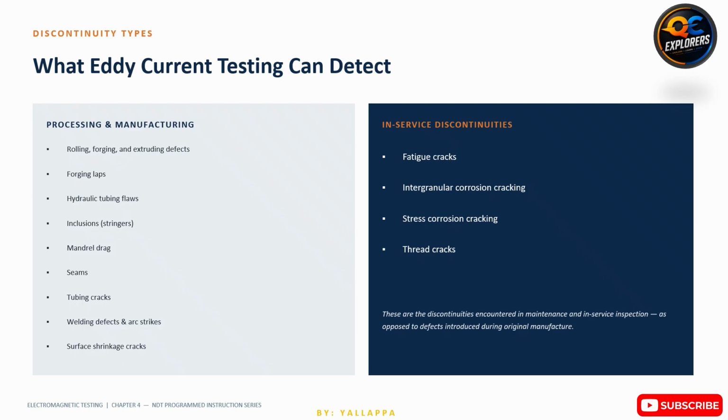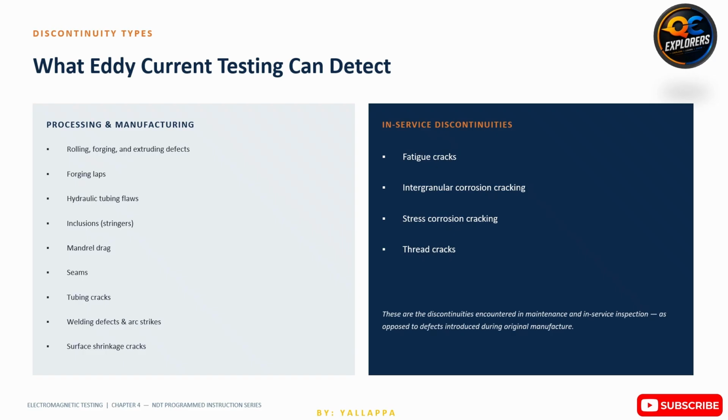Understanding whether a discontinuity originated during manufacturing or developed during service helps inspectors identify the root cause of failure and recommend appropriate corrective actions. One important point to remember is that eddy current testing is most effective for detecting surface and near-surface discontinuities. Deep internal defects generally require ultrasonic or radiographic examination.